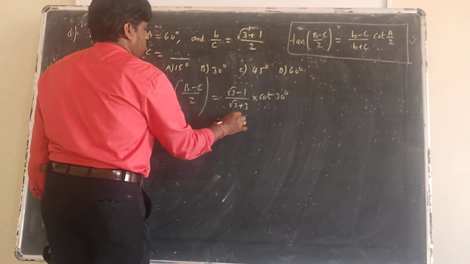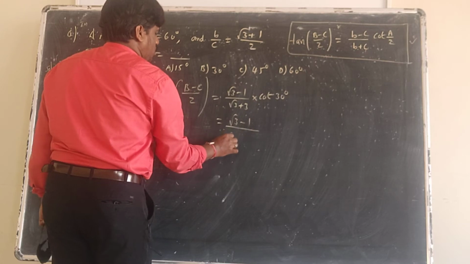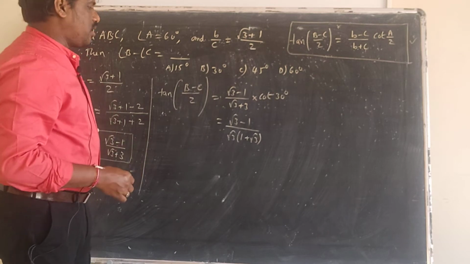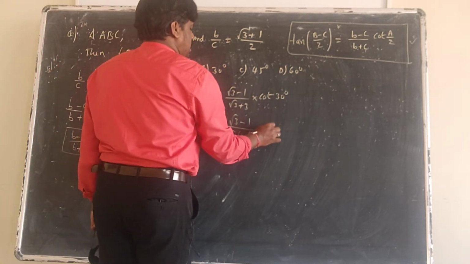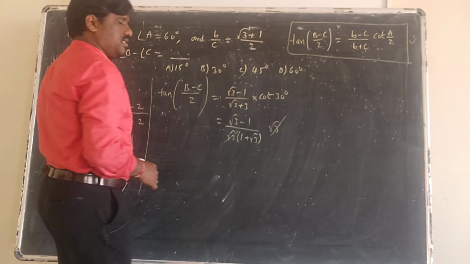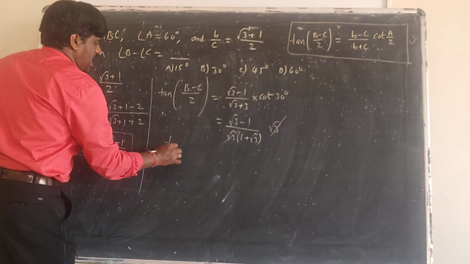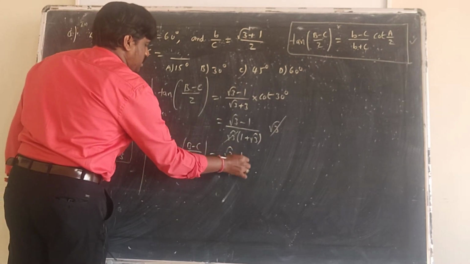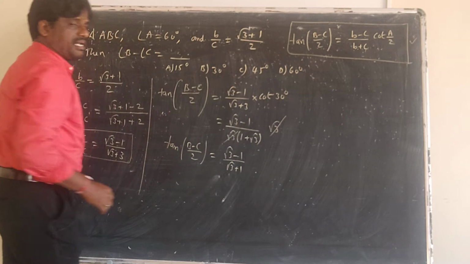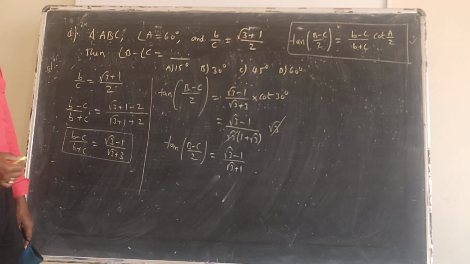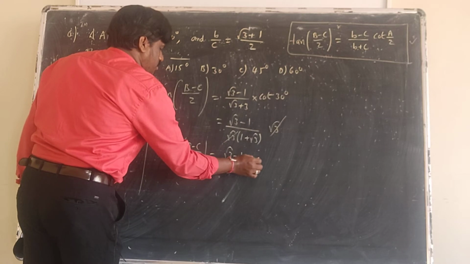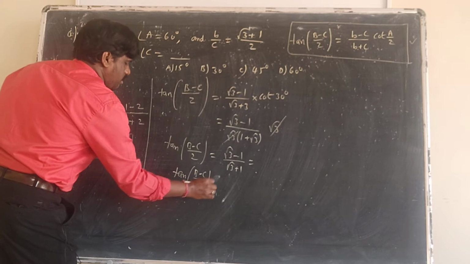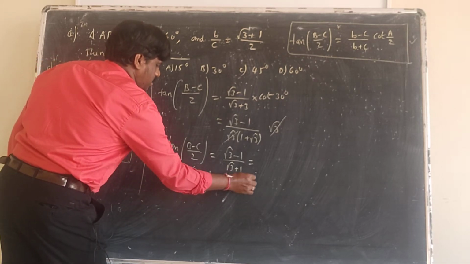So what do I get here? (root 3 minus 1) by, taking root 3 common, root 3 into (1 plus root 3). Cot 30 degrees value is how much? Root 3. Root 3 gets cancelled. Tan of (B minus C) by 2 is equal to (root 3 minus 1) by (root 3 plus 1). I have explained this value many times in trigonometry. This value is tan 15 degrees. So tan of (B minus C) by 2 is equal to tan 15 degrees.